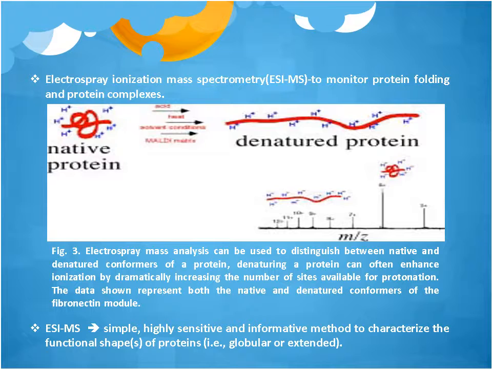This phenomenon is demonstrated for the protein called fibronectin, where the charge distribution is maximized at the lower charge states, that is greater than or equal to 7+, and the denatured protein has a distribution maximized at a higher charge state, that is 10+. This ESIMS technique is a simple but highly sensitive and informative method which is used to characterize the functional shapes of proteins, that is either globular or extended, prior to more material intensive and time consuming spectroscopic or crystallographic studies.